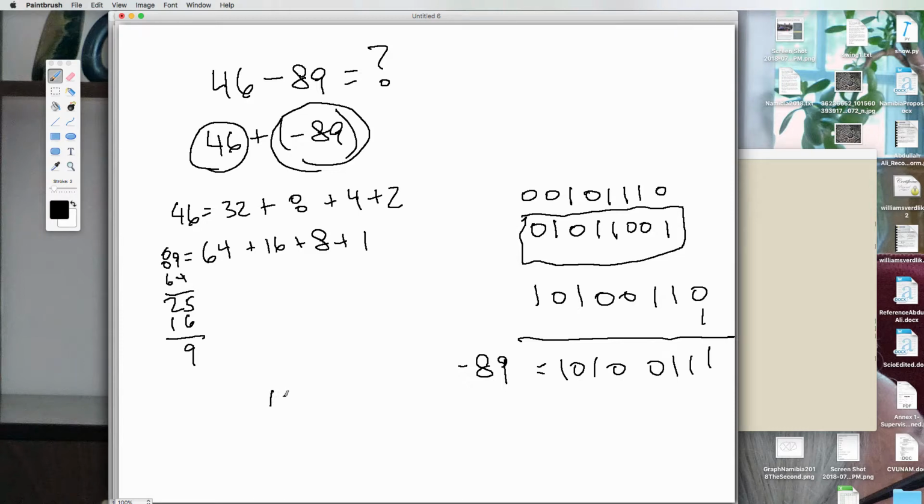So I've got 1, 0, 1, 0, 0, 1, 1, 1. And we said that 46 is this number right up here. So that is 0, 0, 1, 0, 1, 1, 1, 0. And I'm going to go ahead and add these. And that gives me a 1, and that gives me a 0, carry the 1, and that gives me a 1, carry the 1, and that's a 0, carry the 1. So 1, a 0, carry the 1, 1, 1. So here's my answer.